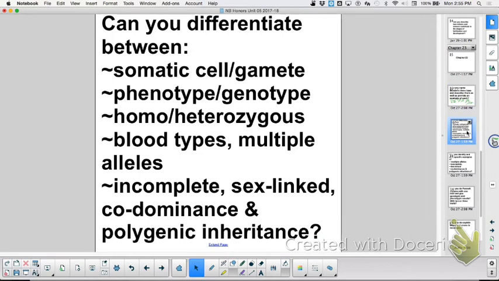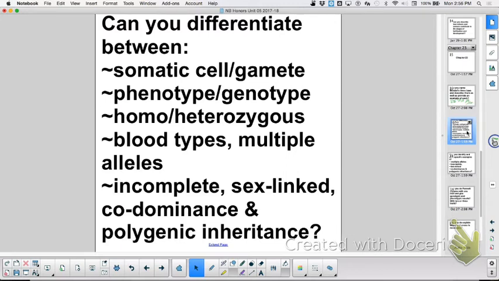Can you differentiate between a somatic cell and a gamete? First of all, what's a gamete? Sperm, sex cell, sperm or egg. Everything else is a somatic cell. Phenotype and genotype? Yeah, actual alleles. Phenotype is a description. Phenotype will always be a what? Word. Phenotype will always be a word. Genotype will be the actual genes. Homozygous, heterozygous? Yeah, easy peasy.